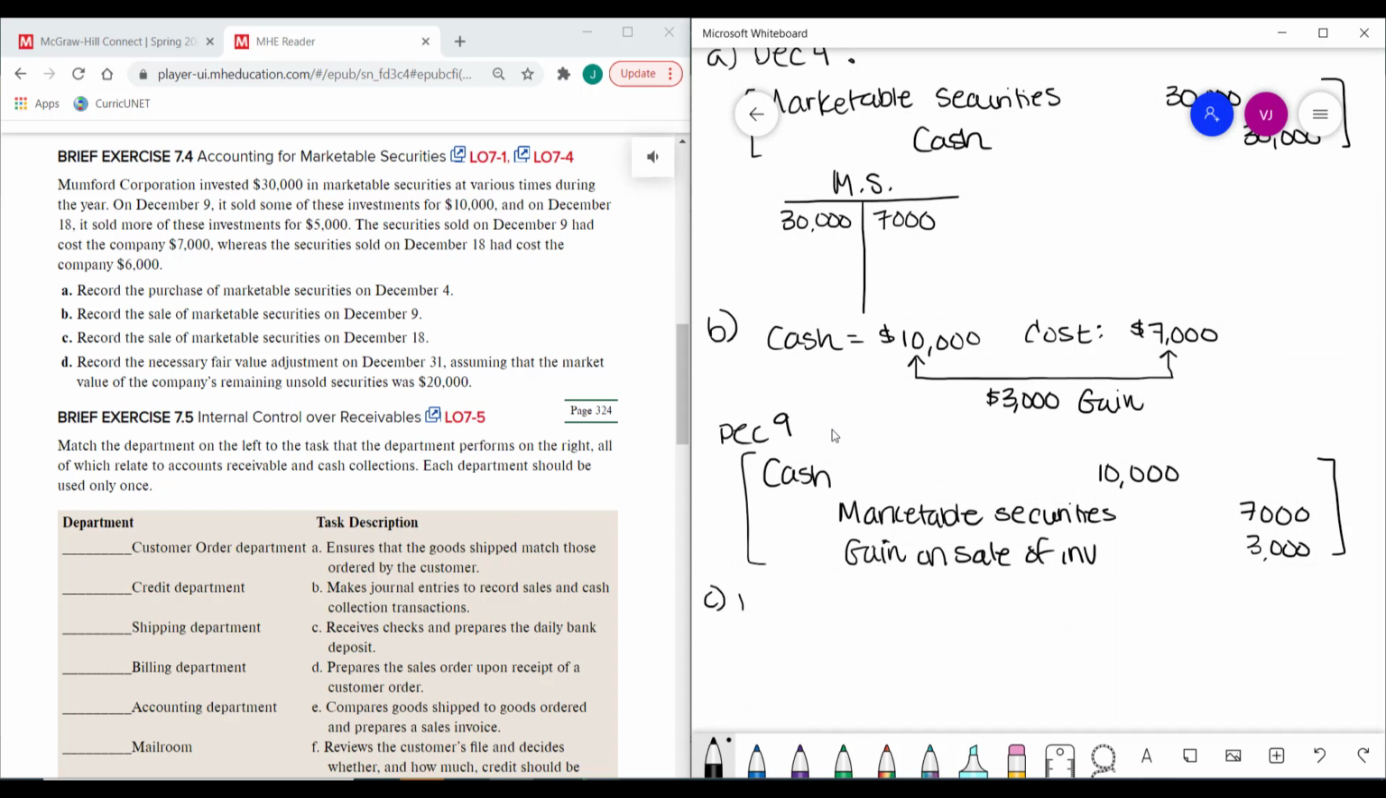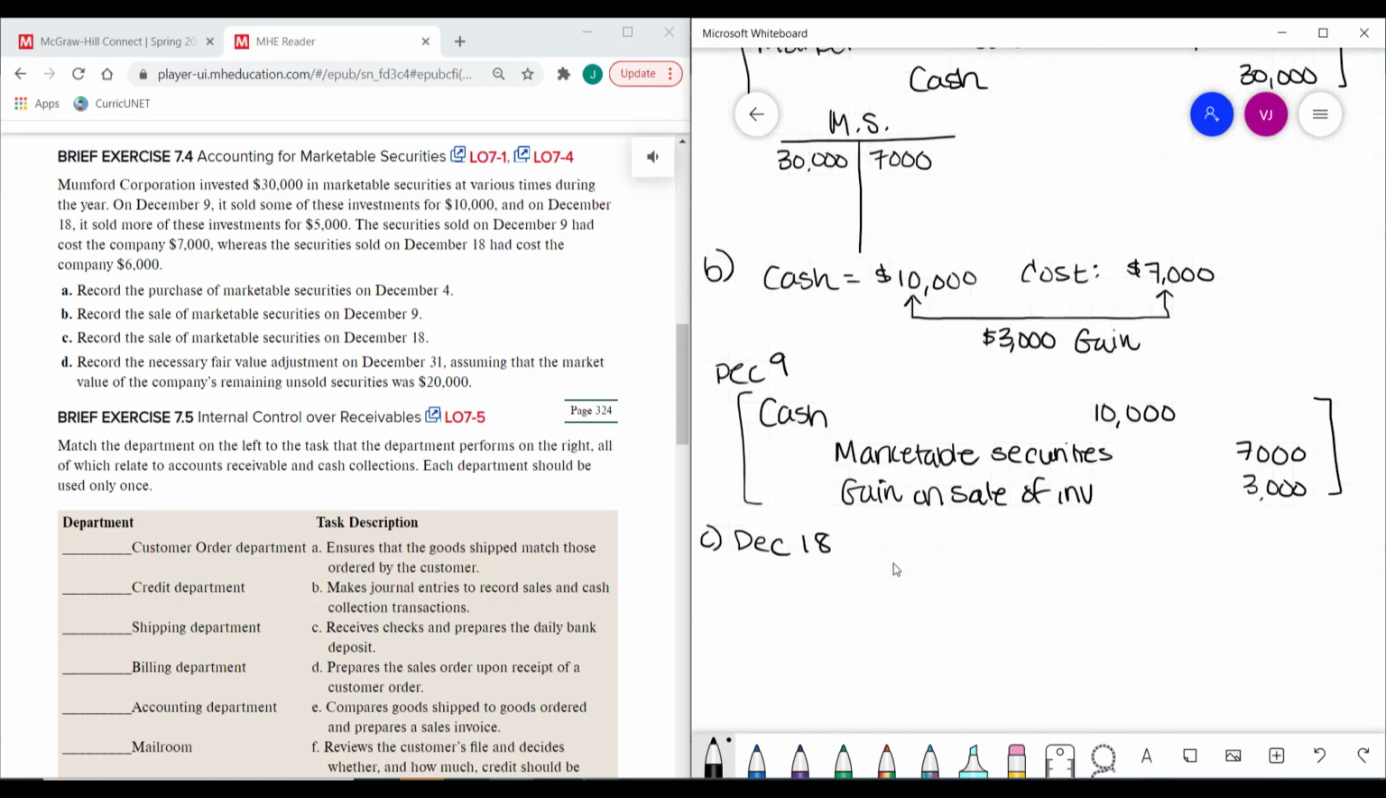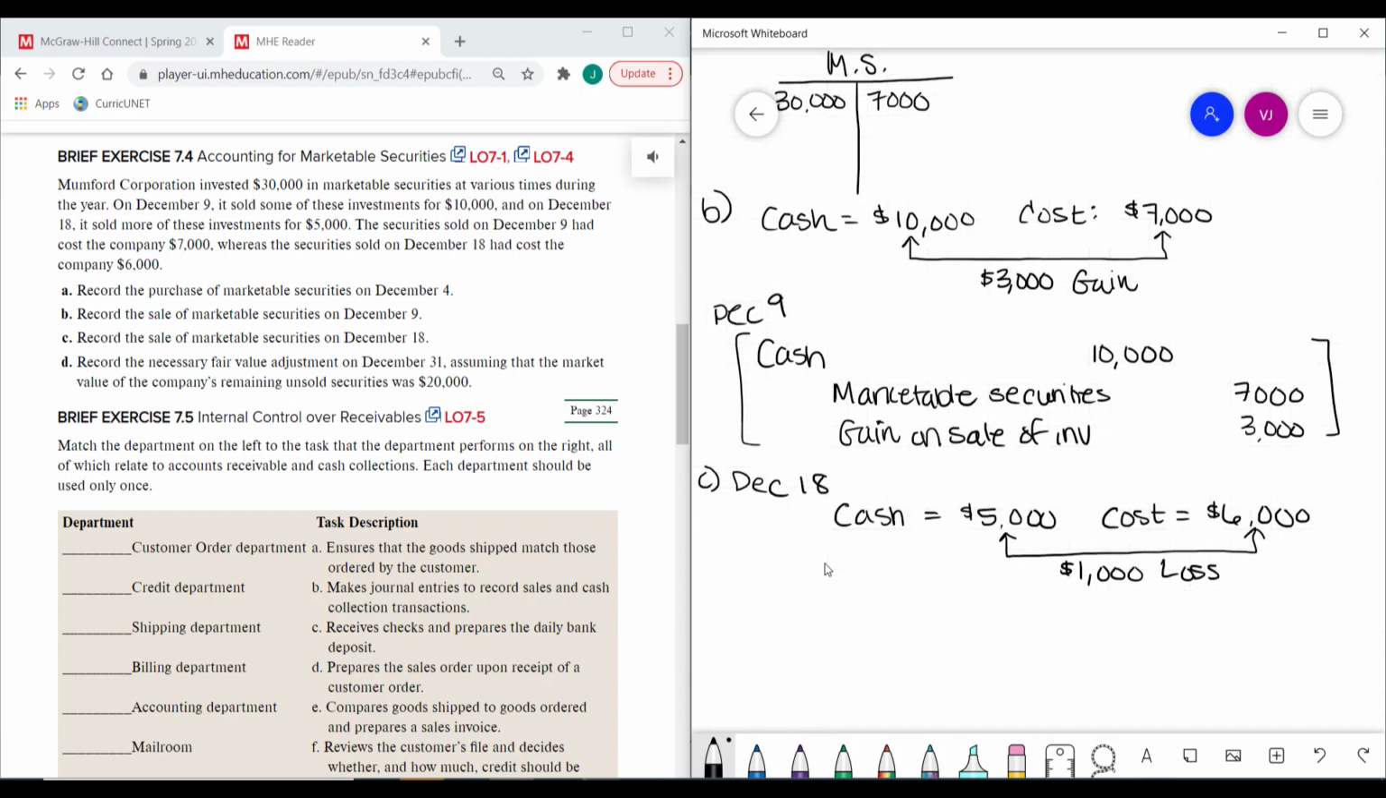Now C, I'm going to record what happened on December 18th where I sold some more securities. So how much cash did I receive? It says on December 18th, we sold more of those investments for $5,000. But what did those securities cost me? Well, it says the securities sold on December 18th had cost the company $6,000. Well, we received $5,000 for them, but they cost us $6,000. So what's happening here? That's a difference of $1,000, but that's not a gain. That's actually a loss, right? Because we received less money for something than what we paid for it.